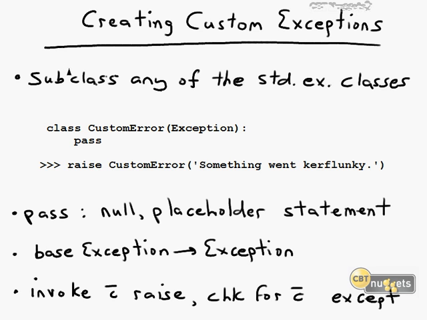Now, the way you create a custom exception is by subclassing any of the standard library exception classes. Now, what the heck do I mean by that? If you've already jumped ahead and watched our 2 nuggets on object-oriented programming, then you're already aware of this.